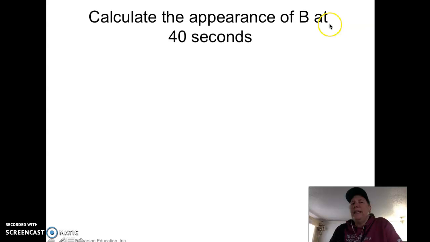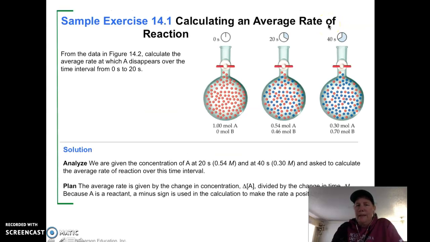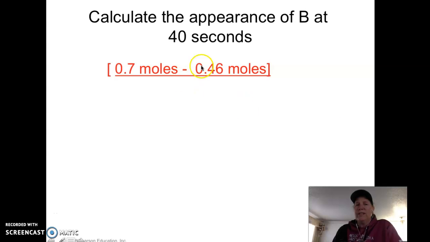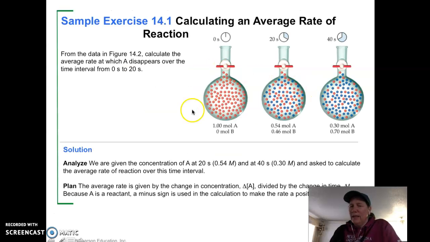Calculate the appearance of B at 40 seconds. Okay, so we're going to figure out B here. We ended at 0.7 moles. So 0.7 is where we ended. We're going to do it for 20 seconds because if you look here, I'm sorry, I have to keep going back. At 20 seconds, we had 0.46. I can't start it at the beginning because there isn't any B there, so I'm going to start it there.